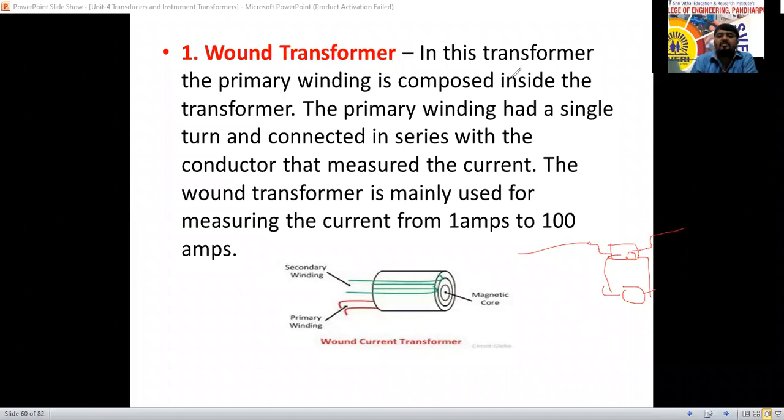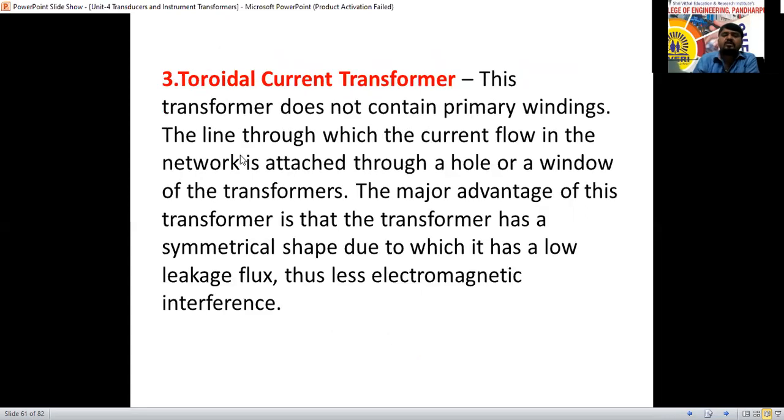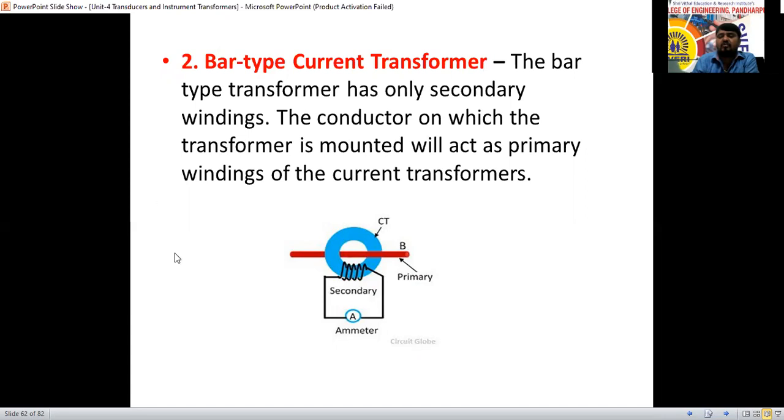The second type is called bar type. Bar type means we are not going to use anything extra here. Whatever conductor bar is there inside, we use that, the square one, the clamp one, the toroidal one. This diagram is an example of bar type, and this toroidal current transformer is the same. This symbol is like a toroid, and for that reason we call it toroidal.